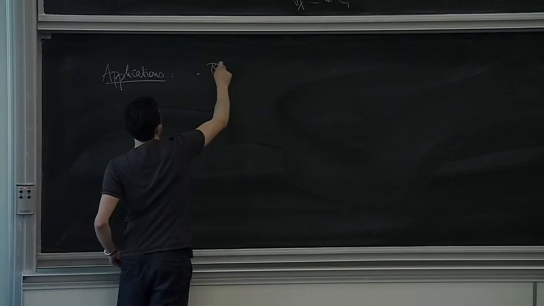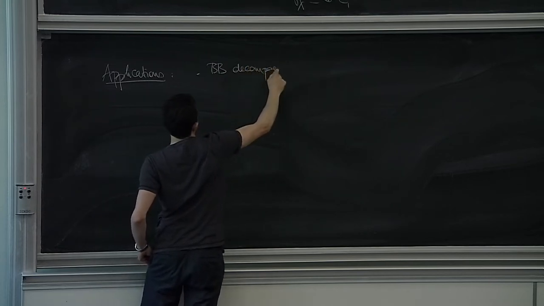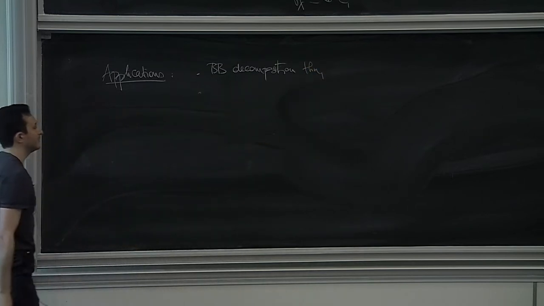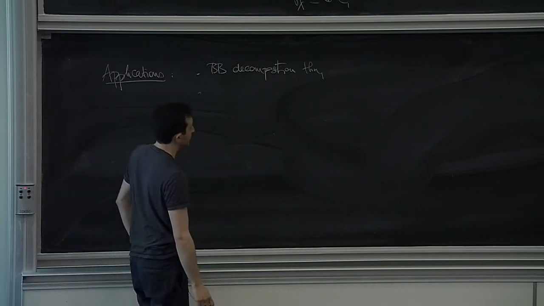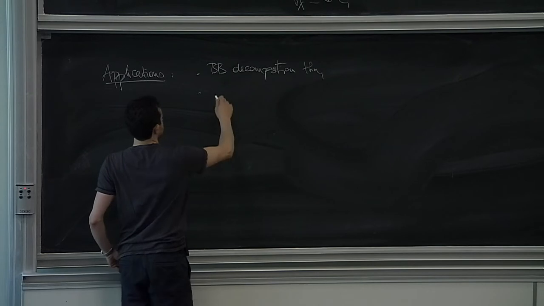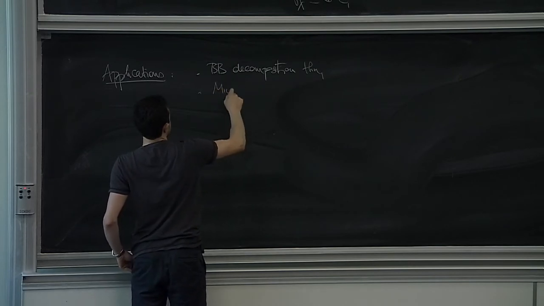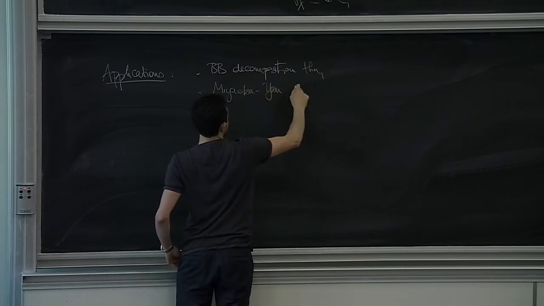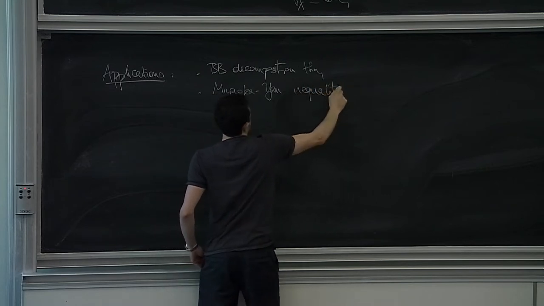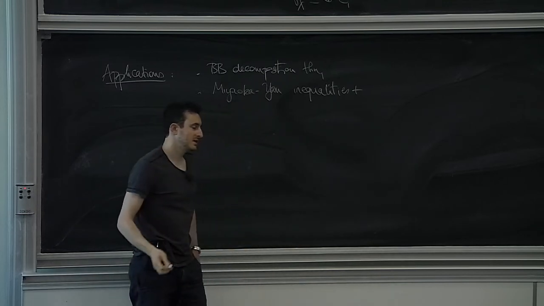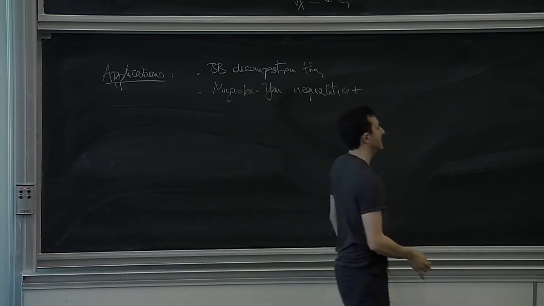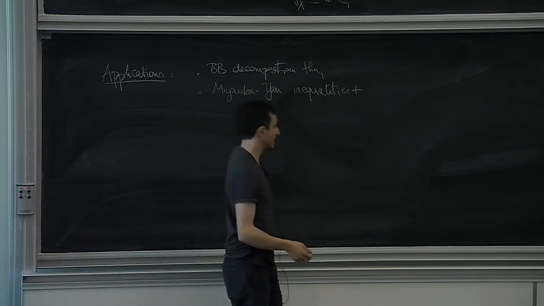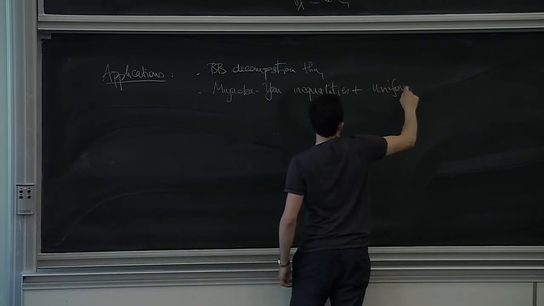Certainly, it's a crucial ingredient in the Beauville-Bogomolov decomposition theorem. But many, many more applications were derived from there, some pretty straightforward, so the so-called Miyaoka, somehow improperly called Miyaoka-Yau inequality, because those are two different inequalities, plus the uniformization theorem telling you when you can tell that a manifold is covered by either a torus or a ball, only by looking at Chern classes, so-called uniformization theorems.